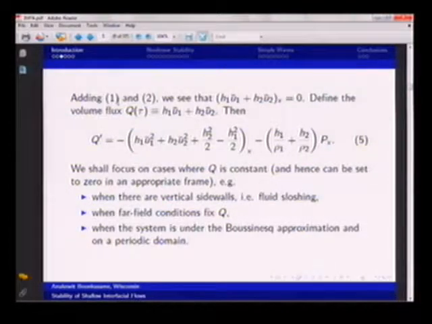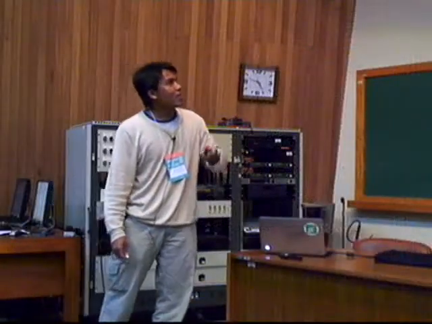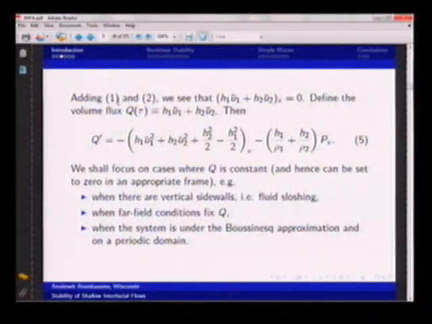It's when the system is under the Boussinesq approximation, and we work on a domain that is periodic. And why would that give Q equal to 0? Well, if you look at this equation right here, and you make the Boussinesq approximation, you replace rho 1 and rho 2 by the mean density, which is equal to 1 here. So you would get H1 plus H2, that's also 1, and so that term is just partial P with respect to X. If you integrate the whole equation over a period, you get Q equal to 0.